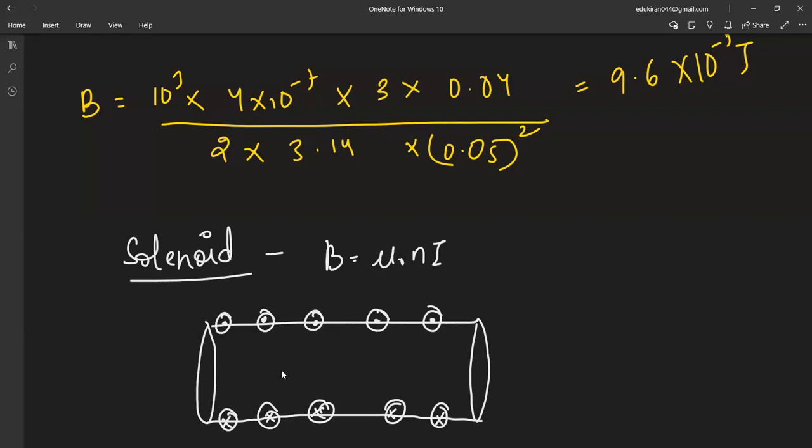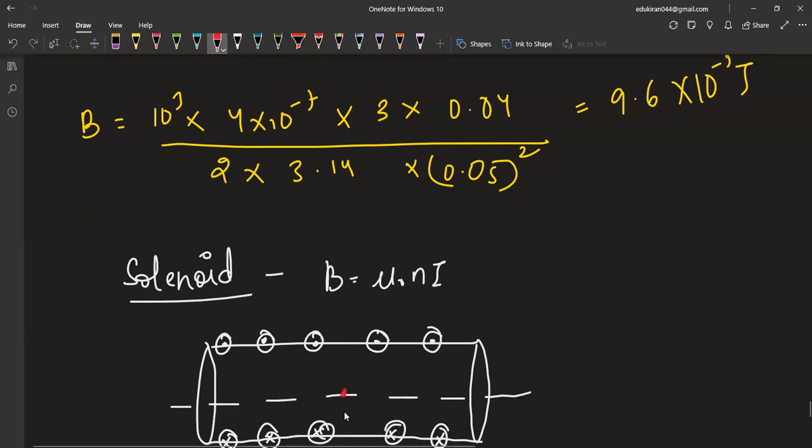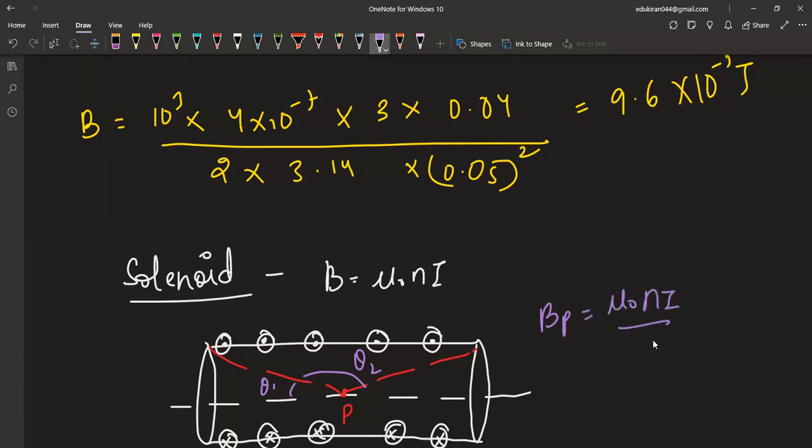So the magnetic field inside at a random point P is asked, and you have both the angles here. This angle is theta 1, and this angle is theta 2. Then the magnetic field at this point P is given by mu naught Ni by 2 into cos theta 1 minus cos theta 2. Till here it will be easy for you. What is BP?